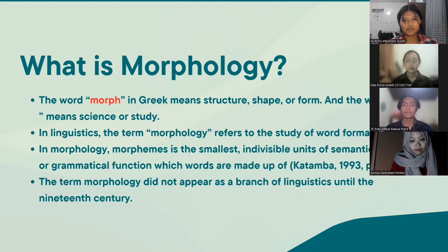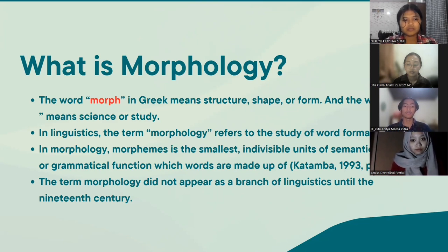Okay, thank you, Dita. Now, what is morphology? Morphology, the word morph in Greek means structure, shape, or form, and the word logy means science or study. Now, in linguistics, the term morphology refers to the study of word formation. In morphology, there are morphemes, which are the smallest indivisible units of semantic content or grammatical function, which words are made up of, according to Katamba in 1993.